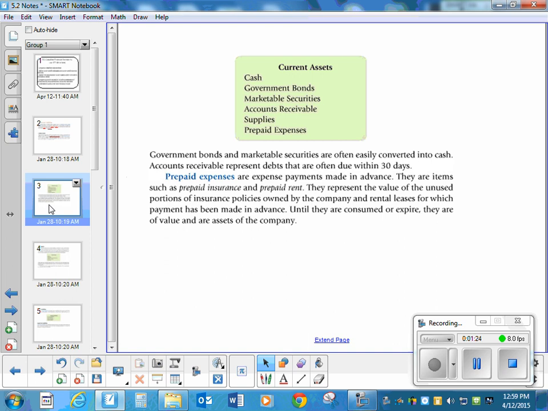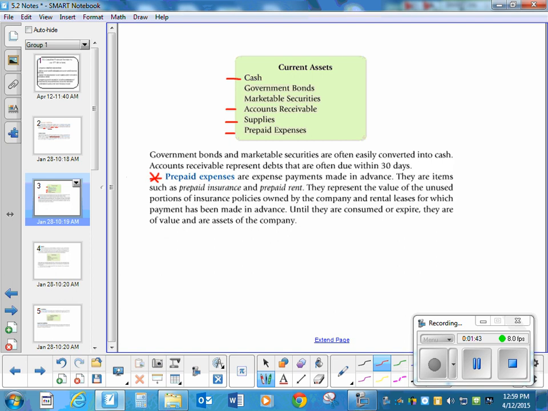So here are some types of current assets. We have cash, government bonds, marketable securities, accounts receivable, supplies, and prepaid expenses. For Accounting 10, these are the four that we talk about. We haven't really talked much about prepaid expenses yet.